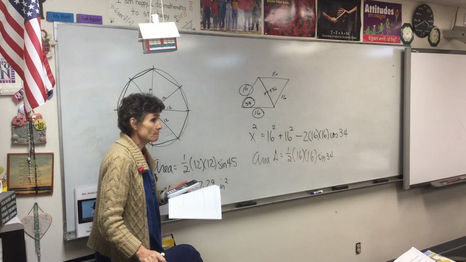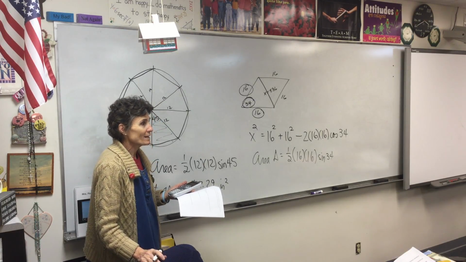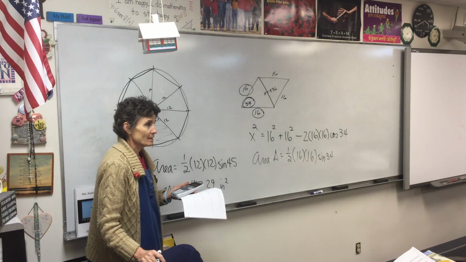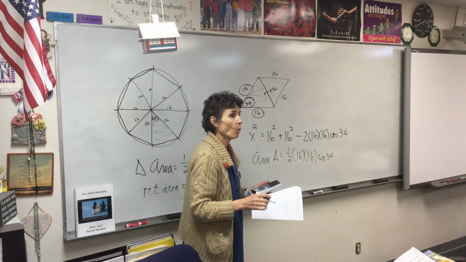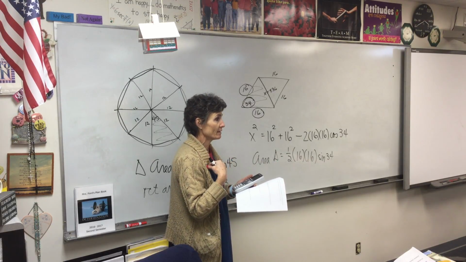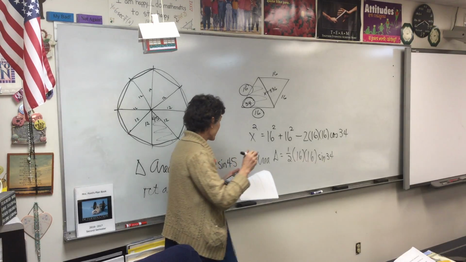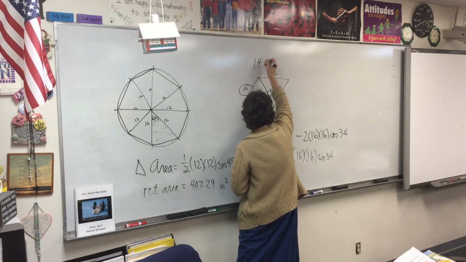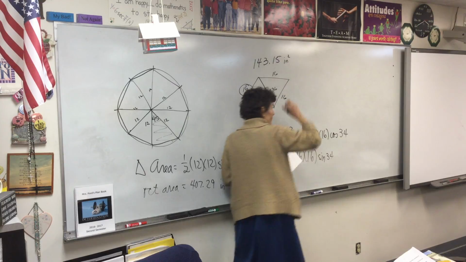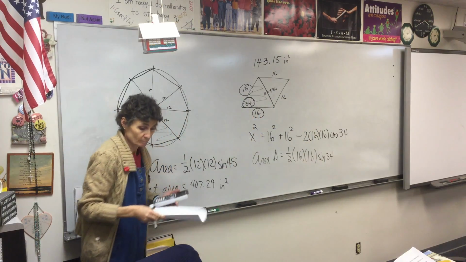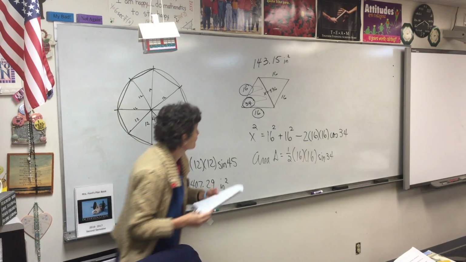Did you get 71? Okay, now be careful, because here's a place you make mistakes too. What is the 71? It's the area of the triangle here, right? If we want the whole rhombus, we have to do what? Times it by 2. So the area of the rhombus is 143.15 square centimeters. It's not inches, it's centimeters.